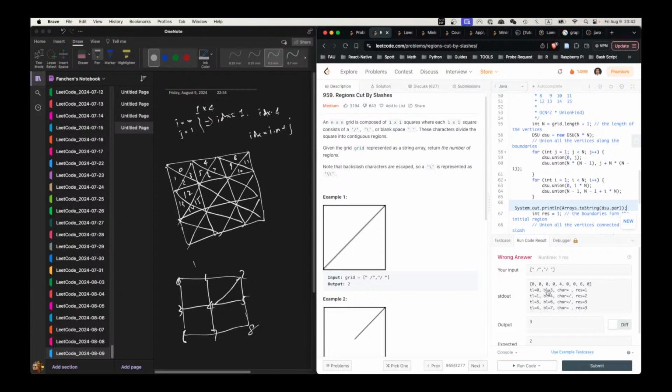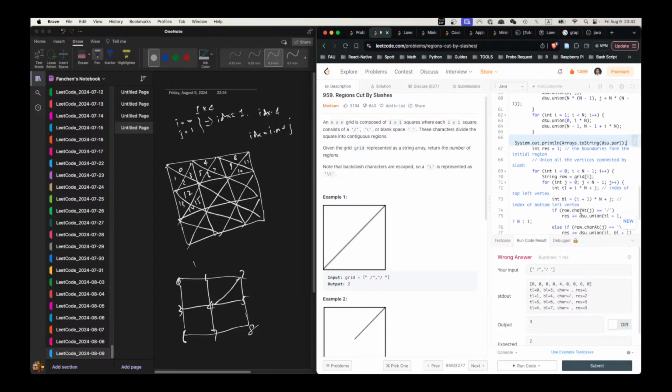Okay, so 0, 1, 2, 3, 5, 6, 7, and 8. So this one, 0, 0, 1, 2, 3, 4. 4 is nothing. 5, 6, 7. So 7 pointing to 6. Right, 7 pointing to 6. So this is correct. Right, this is correct.